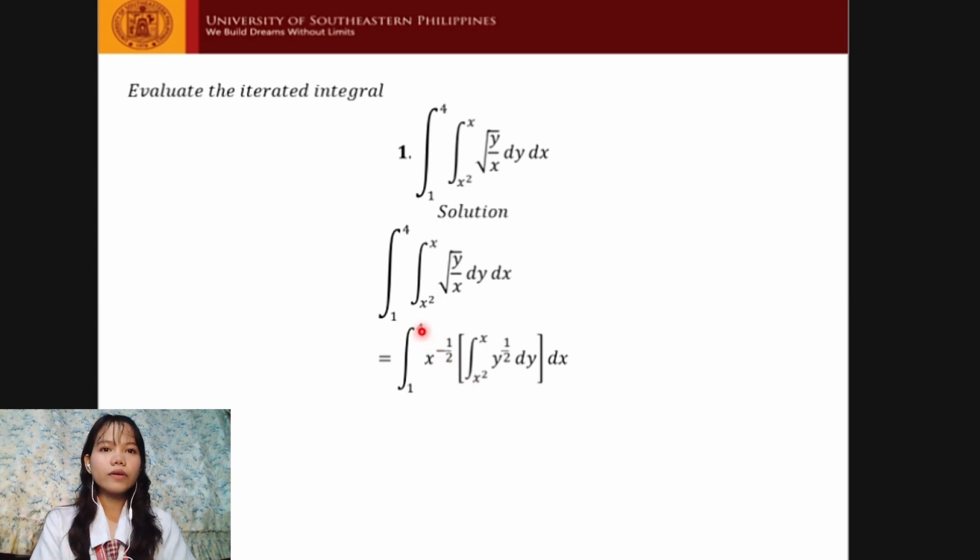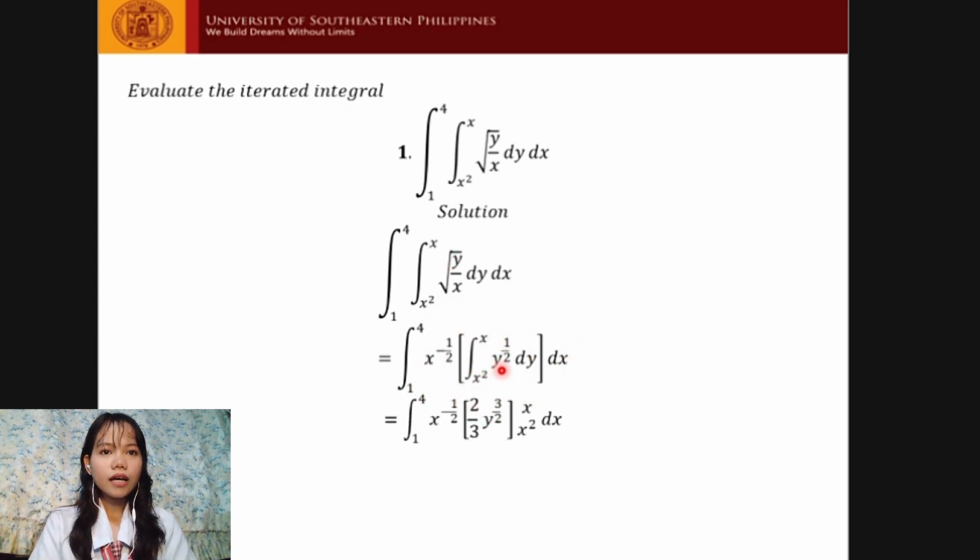So we will factor out first the x since it can be treated as a constant, no? So what we have right now is the integral of the y raised to the power of 1/2 ranging from x squared to x with respect to y multiplied to x raised to the power of negative 1/2 with ranging from 1 to 4 with respect to x. So for this one, we will solve this first integration, no?